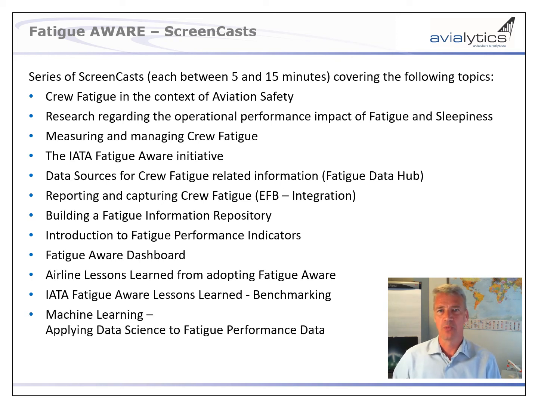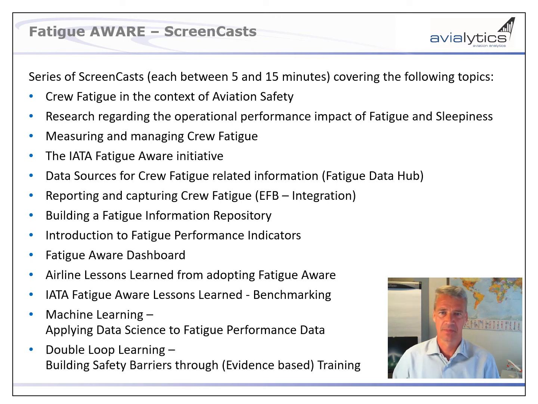Moving beyond the scope of individual interpretations, we will show you how data science or AI tools like machine learning, data mining, and clustering algorithms can be helpful for decision support. Education and training are some of the most powerful instruments to build safety barriers. The implementation and monitoring of lessons learned developed from operational evidence is what we call double loop learning, and this is discussed in yet another session.